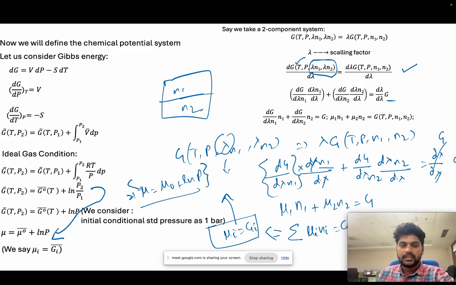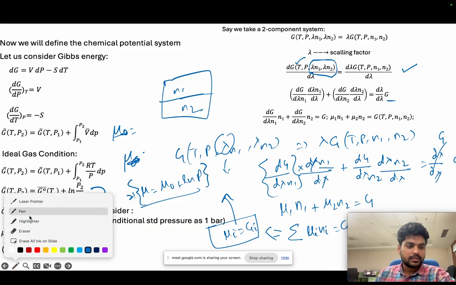Any doubts regarding this? Why we are writing mu? If you have seen the class, we are getting that mu naught, mu equal to, one second.